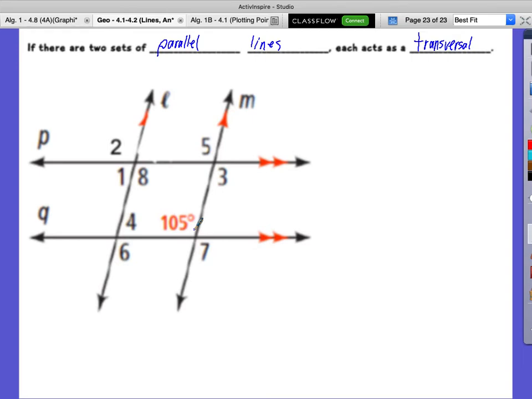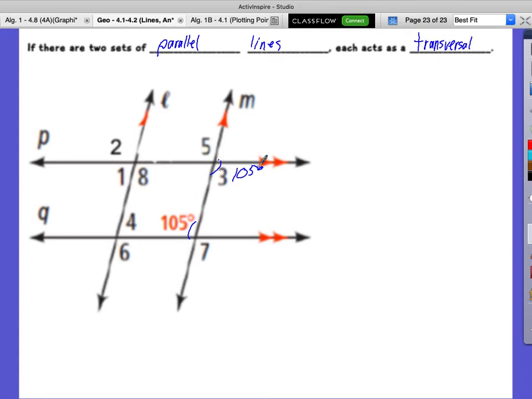Not exterior, they're interior. If I cover up this line, we see the two parallel lines cut by a transversal. What kind of interior angles are they? Alternate interior angles. And alternate interior angles are congruent. So if this is 105, this is 105. That's one example of how we can find a measure.